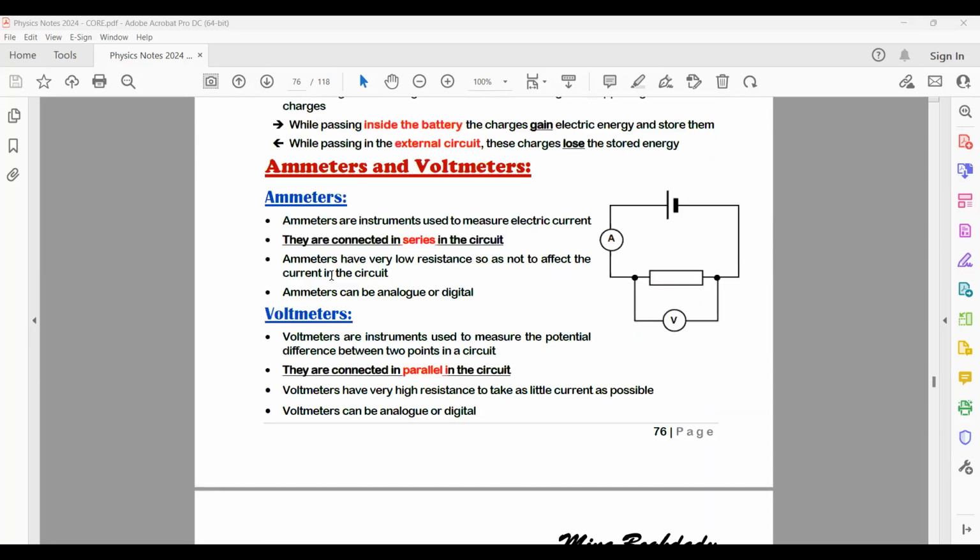So we measure the current with a meter called an ammeter. Ammeters must be placed in series, in the main branch, in order to be able to measure the number of charges flowing in 1 second.